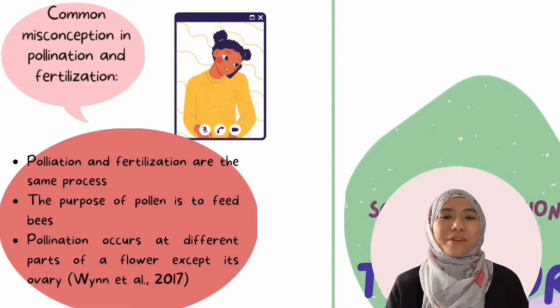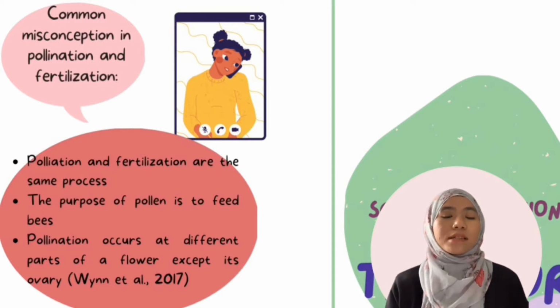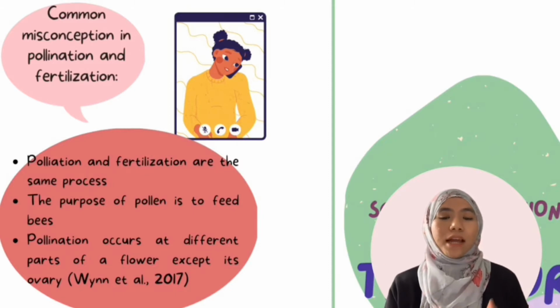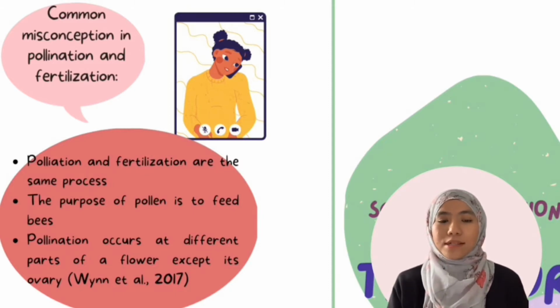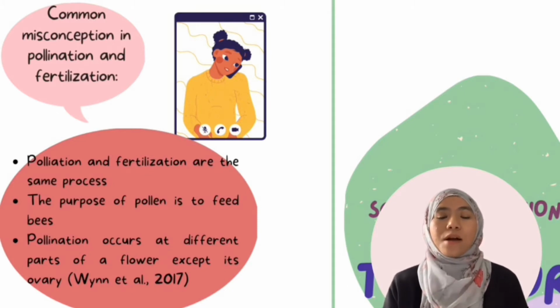My name is Nur Fatin and I will be presenting the misconceptions in this topic. According to Wynne, in an article titled Student Misconception About Plants, students always think that pollination and fertilization are the same process. This is not true because pollination, as mentioned by the previous presenter, is the deposition of pollen grains on the stigma of the flower.